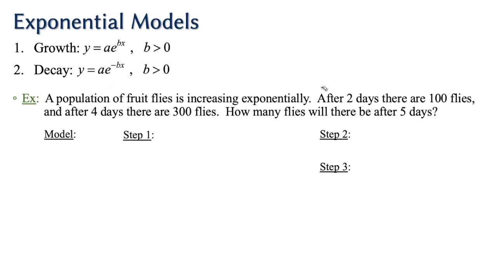Now, we're given information. For instance, after 2 days, there are 100 flies, and after 4 days, there are 300 flies. So at the end, we need to figure out how many flies there will be after 2 days. Well, these two pieces of information are given to us to help us create the model first, because we can't answer any questions about it until we have a model to actually work with.